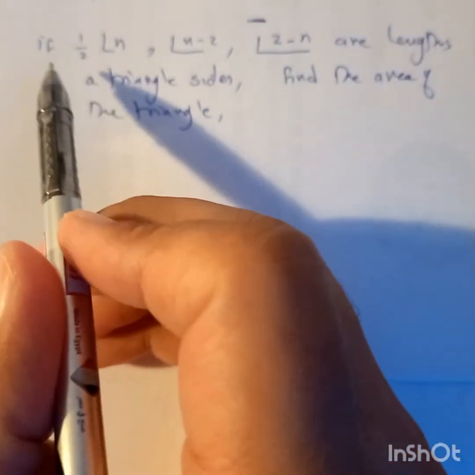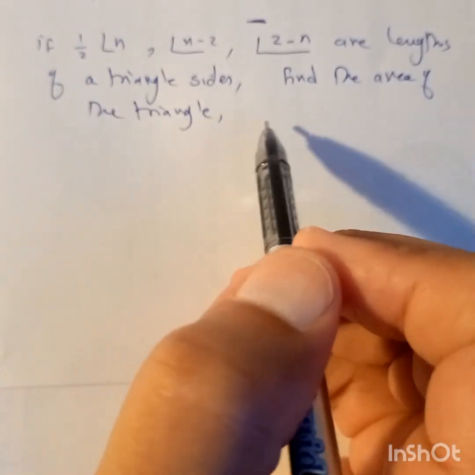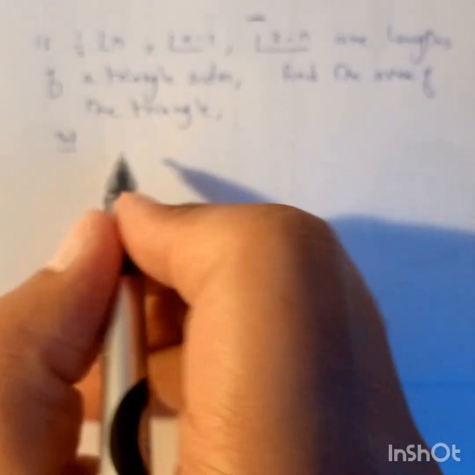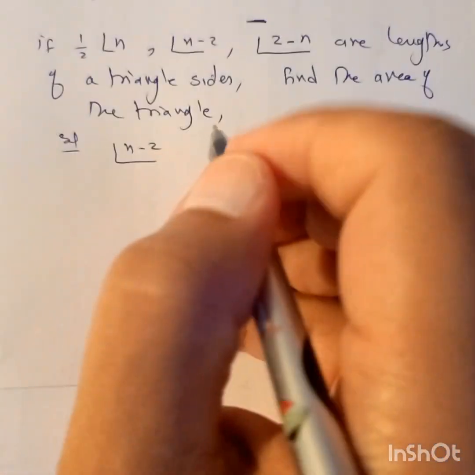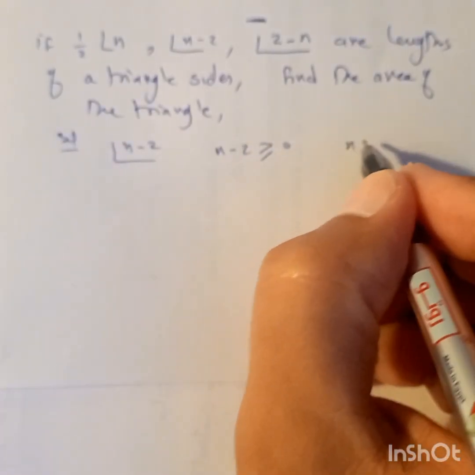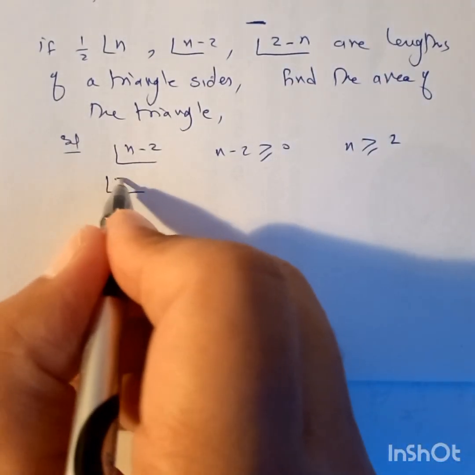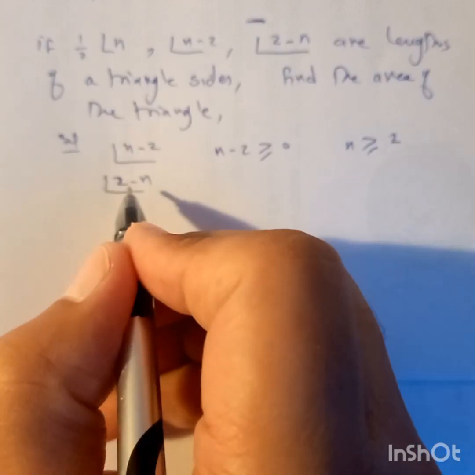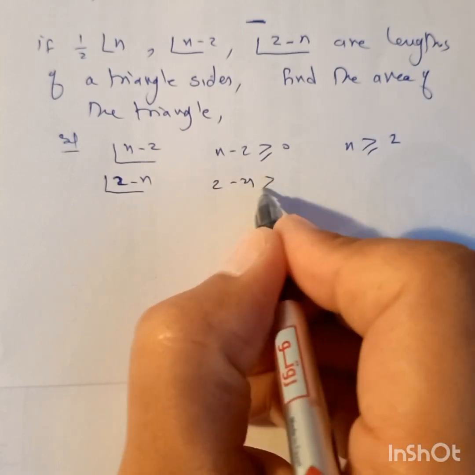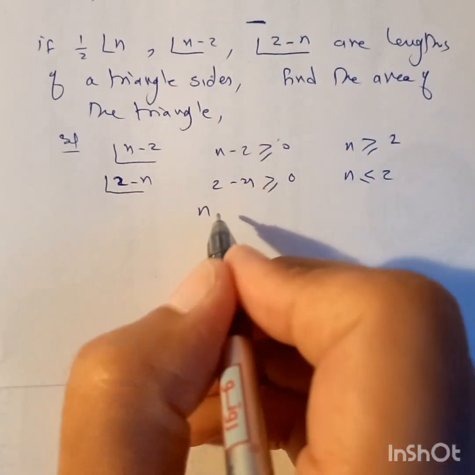Here we have another example. If factorial of n and factorial of n minus 2 and factorial of 2 minus n are the lengths of a triangle's sides, find the area of this triangle. As we explained before, factorial of n minus 2 is the length of one side of this triangle. Then from the properties of the factorial, n minus 2 is greater than or equal to 0, then n is greater than or equal to 2. From this one we have also factorial of 2 minus n as a side length. Then 2 minus n is greater than or equal to 0, then n is less than or equal to 2. Then from these two relations we have n equals 2.